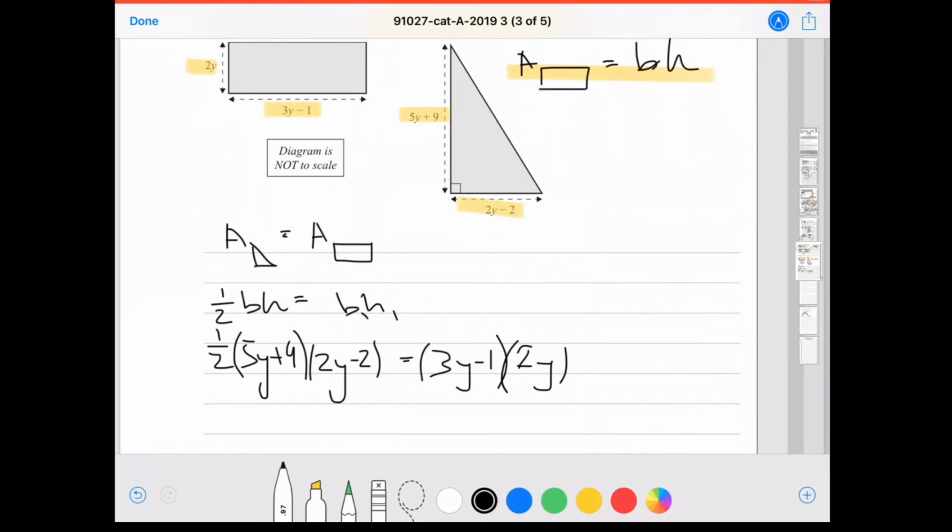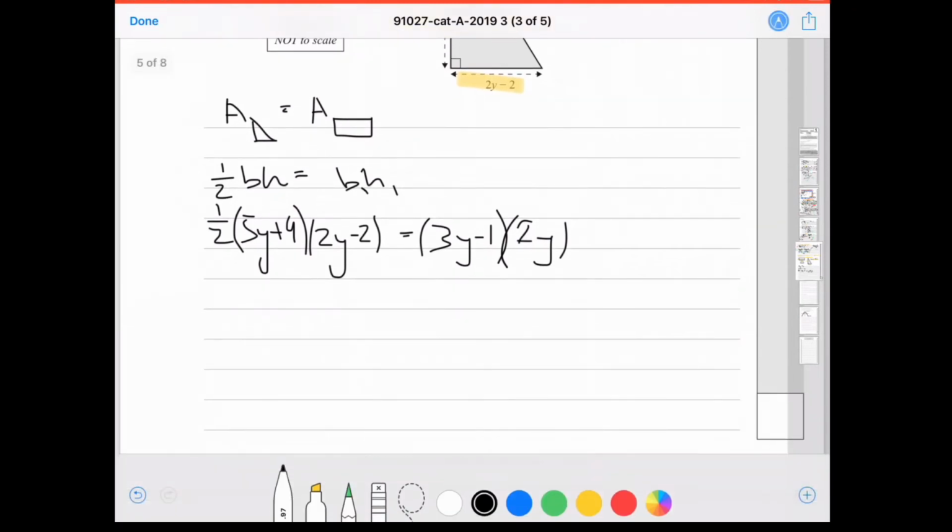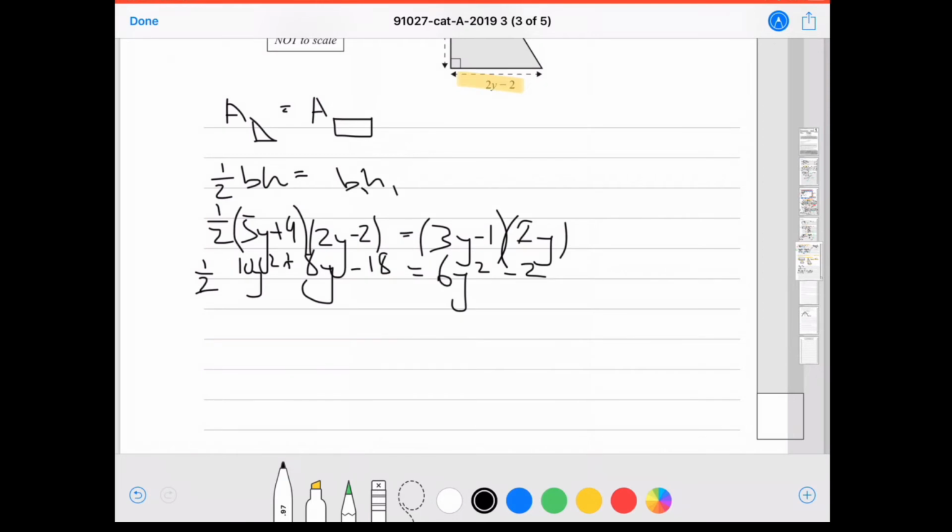And now let's expand. Let's keep the half as it is for now, and let's expand these brackets. 5y times 2y squared is 10y squared, minus 10y plus 18y, minus 10y plus 18y gives you positive 8y, and minus 18, equals, expanding the right hand side, 6y squared minus 2y.